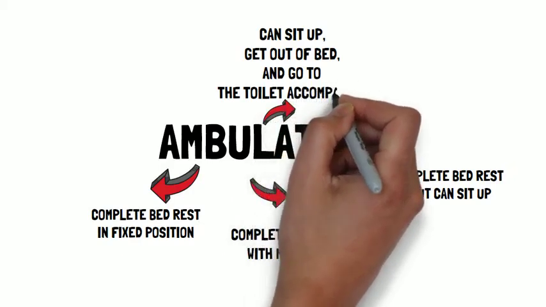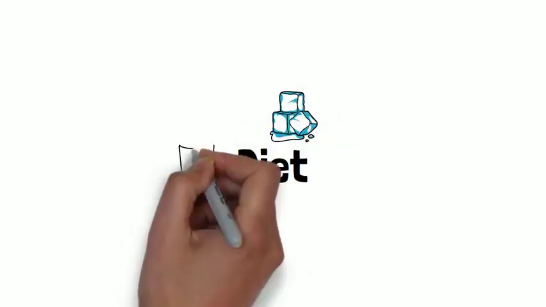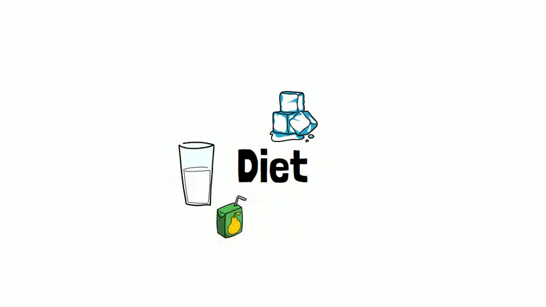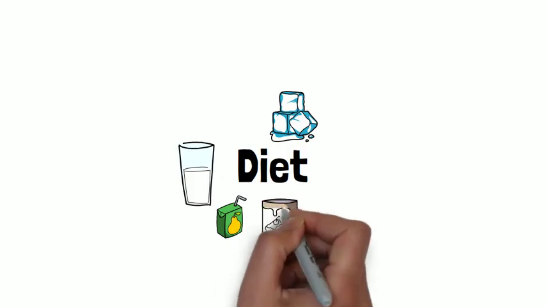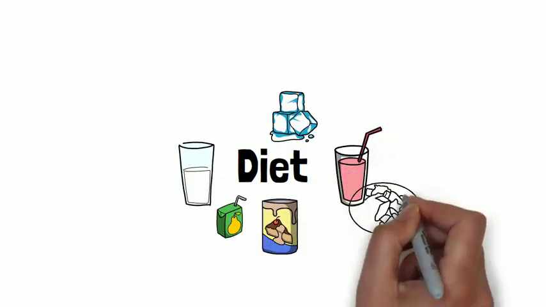Resumption of diet will depend on the type of surgery. The patient is kept nil per mouth for a minimum of 6 to 8 hours following an uncomplicated abdominal surgery. After 6 to 8 hours, the patient is provided with clear fluid diet. Routine diet is allowed after 24 hours.